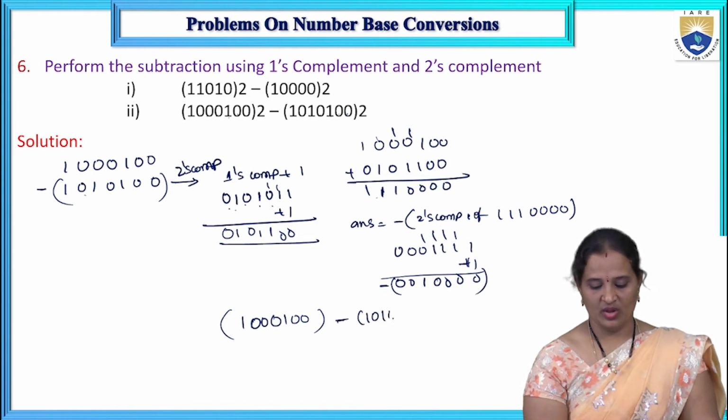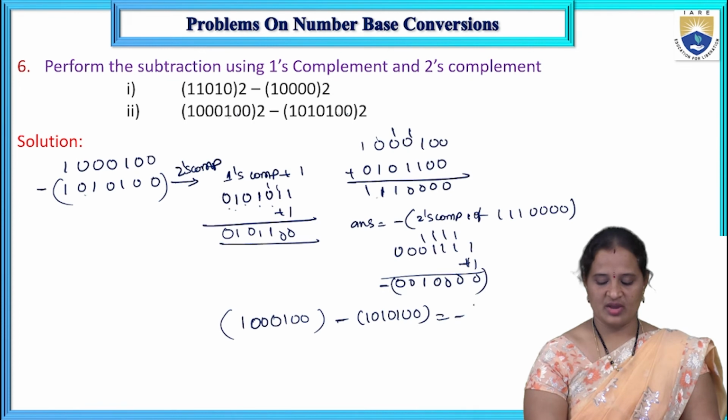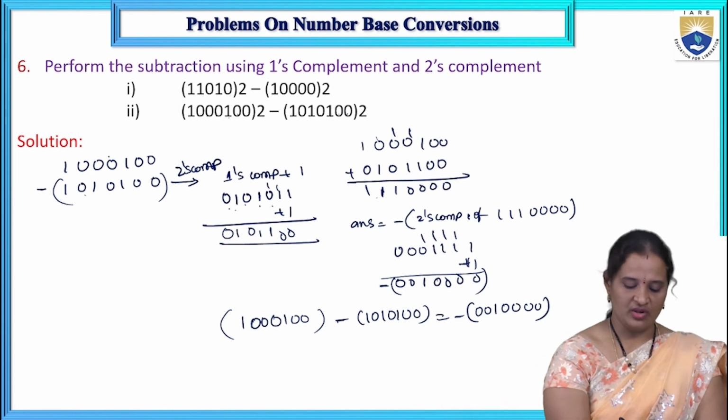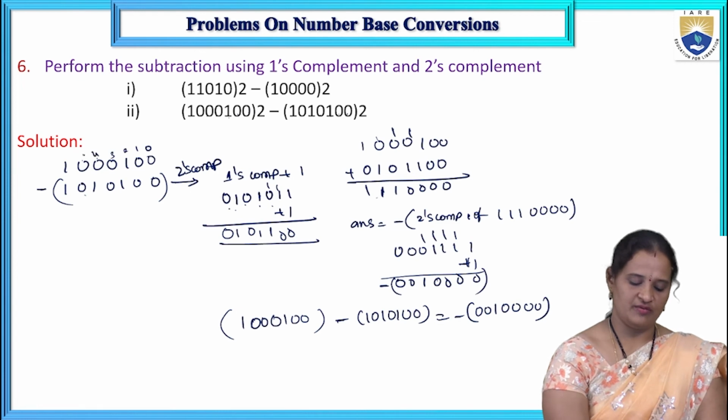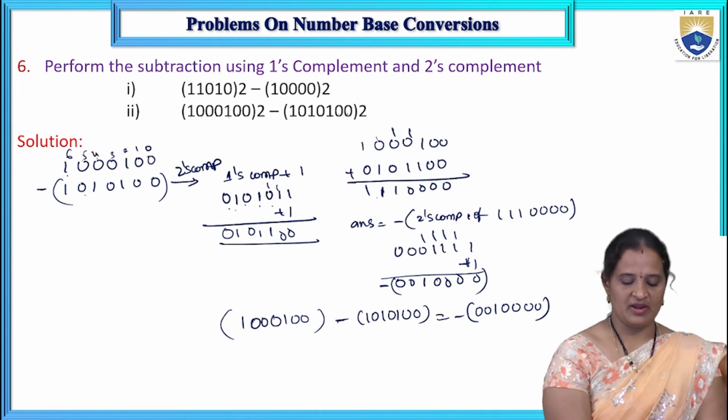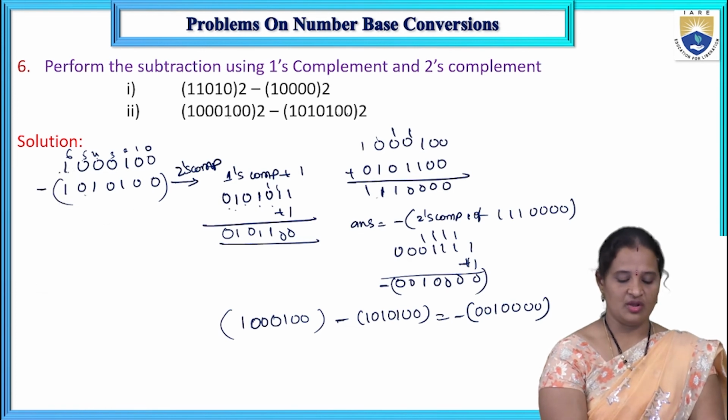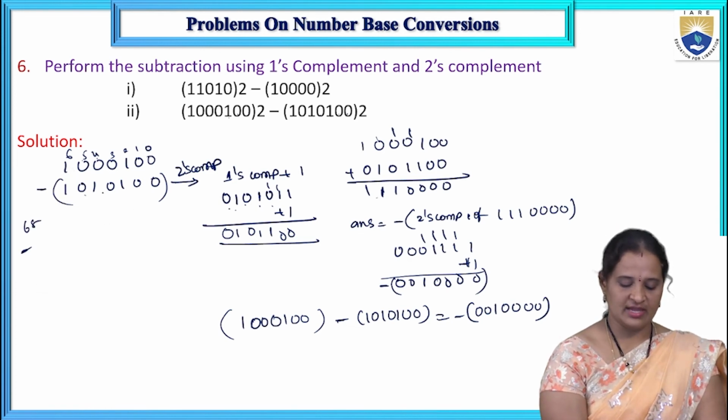minus 1 0 1 0 1 0 0 is equal to minus of 0 0 1 and 4 zeros. So first of all, let me find the decimal equivalent of this one. The decimal equivalent is 4, 8, 16, 32. This is the position: 1, 2, 3, 4, 5, 6. So this is 4 plus 2 power 6. 2 power 6 is nothing but 64. 4 plus 16 is 20. 20 plus 64, that is 84.